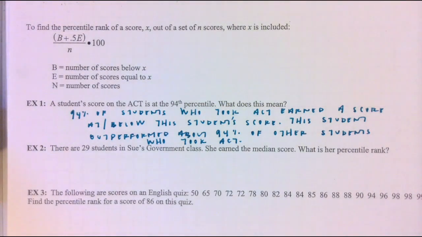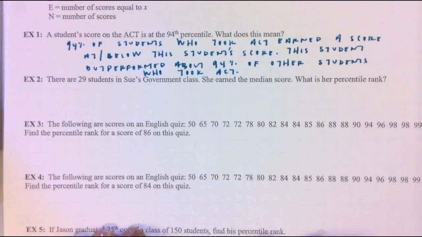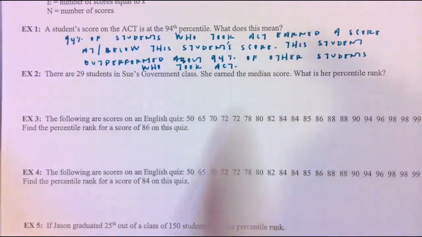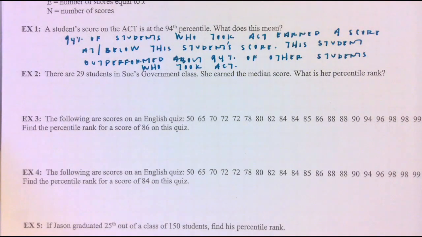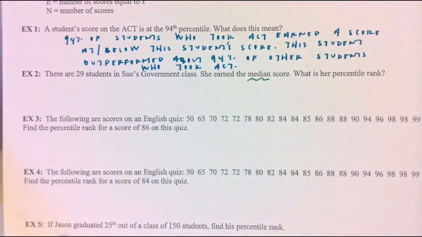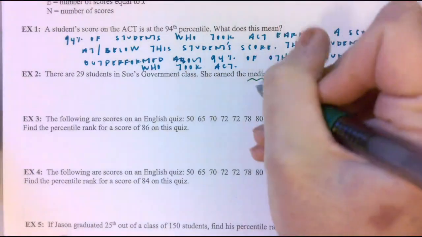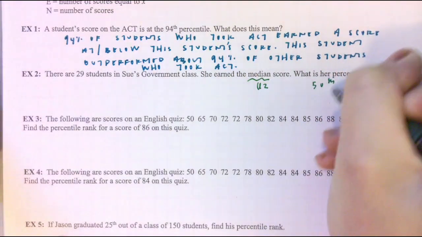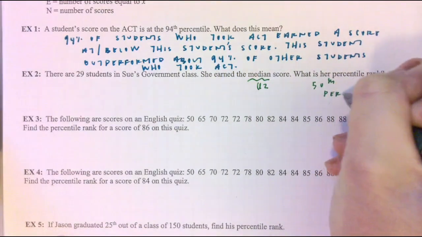Okay, example 2 here, we actually don't have to solve anything because of language that we're given. We're told that we have 29 students in Sue's government class. She earned the median score. What is her percentile rank? We should know that the median is really the Q2, the second quartile. So we should end up with the 50th percentile.